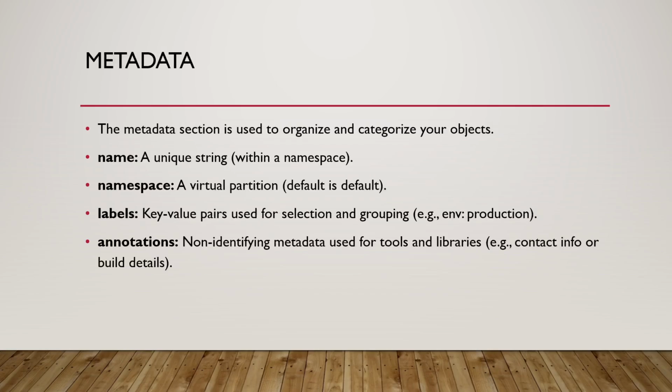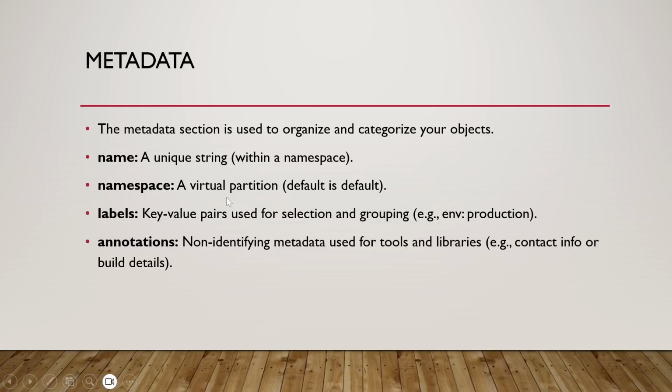Okay, so let me talk about the metadata. The metadata section is used to organize and categorize your objects. It's very important to understand this metadata. It mostly consists of name, namespaces, labels, and annotations. Name is a unique string within a namespace. Namespace is a virtual partition. Default is default, of course.